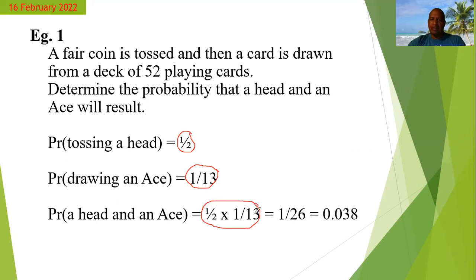numerator, 1 times 1, gives you back 1. Denominator, 2 times 13, gives you 26. So the probability in fractional form would be 1/26. And if you want to write the probability as a decimal, you divide the numerator, which is 1, by 26, and you would get the probability in decimal to be 0.038.